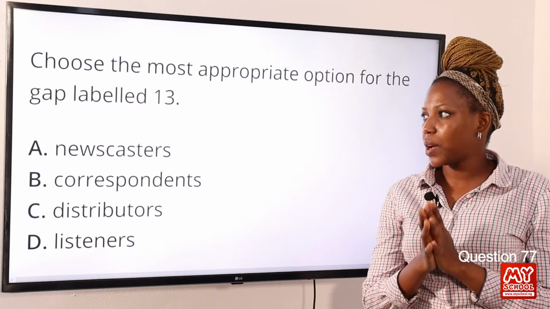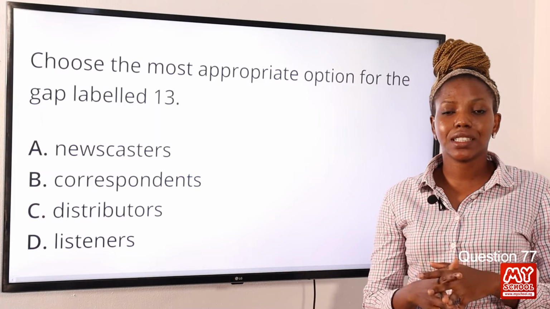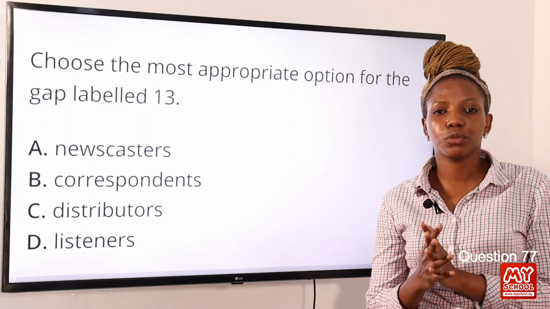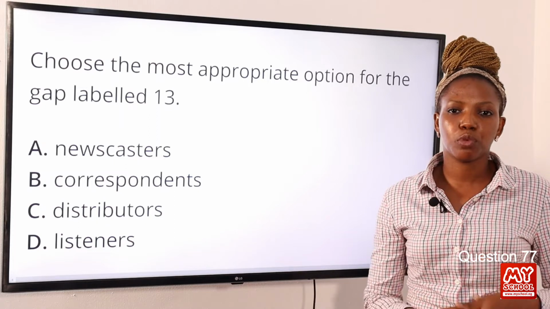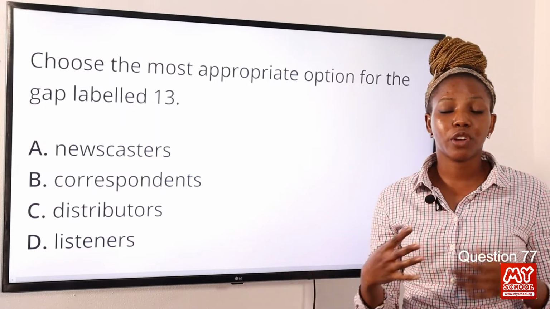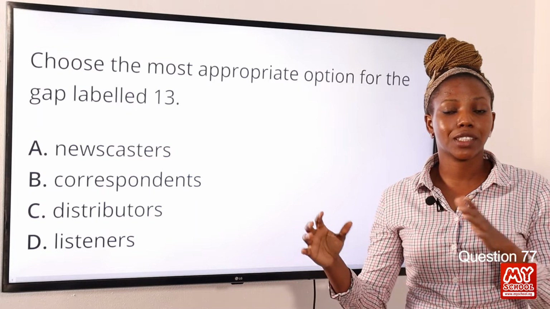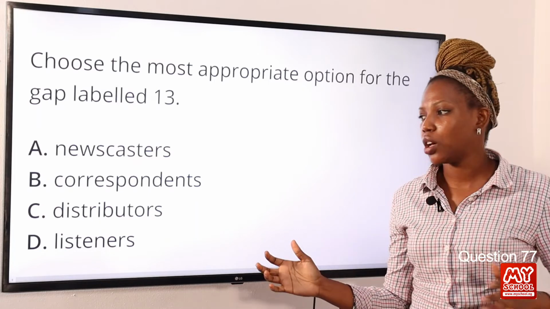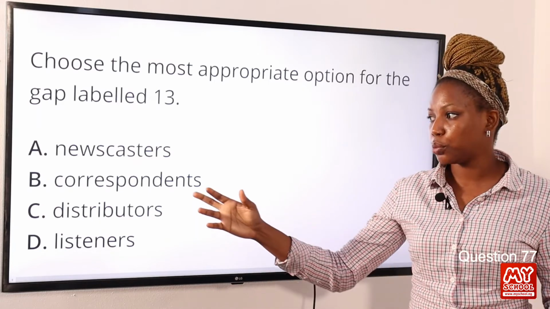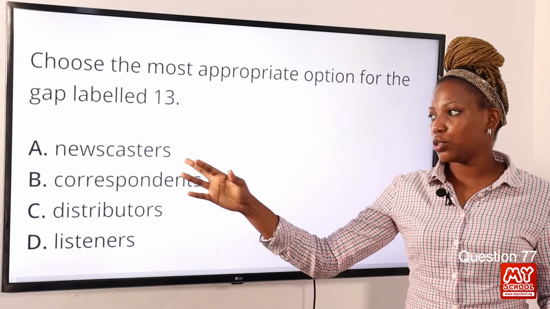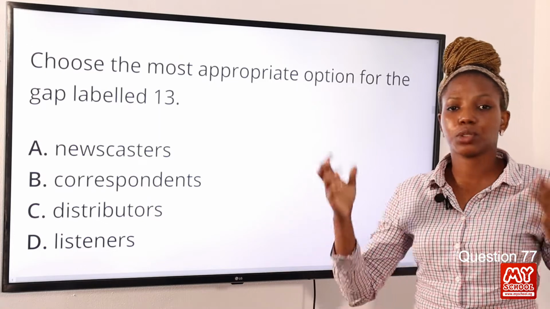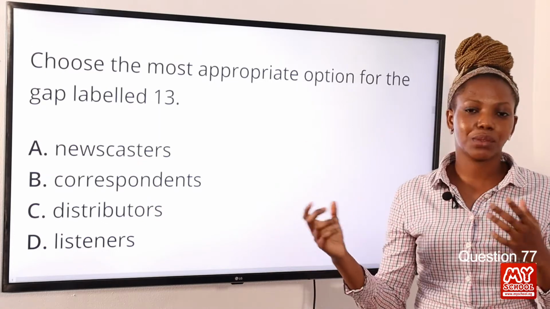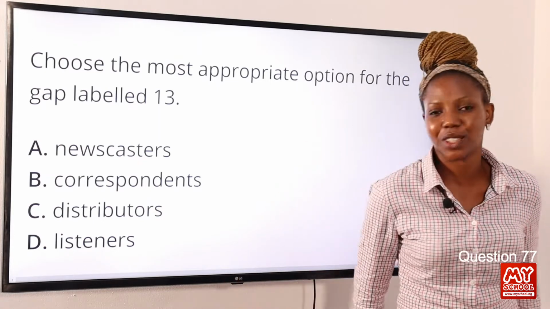Now in this passage we see that the part label 13 is meant to describe one who specializes in one kind of topic, and correspondents are people who inform the public about current affairs based on a particular subject or certain subject matter. So the answer to this question is option B, correspondents. Now newscasters are people who broadcast news, distributors are people who supply, or agents who supply goods, listeners as the word implies. So option B therefore is the correct answer to this question.